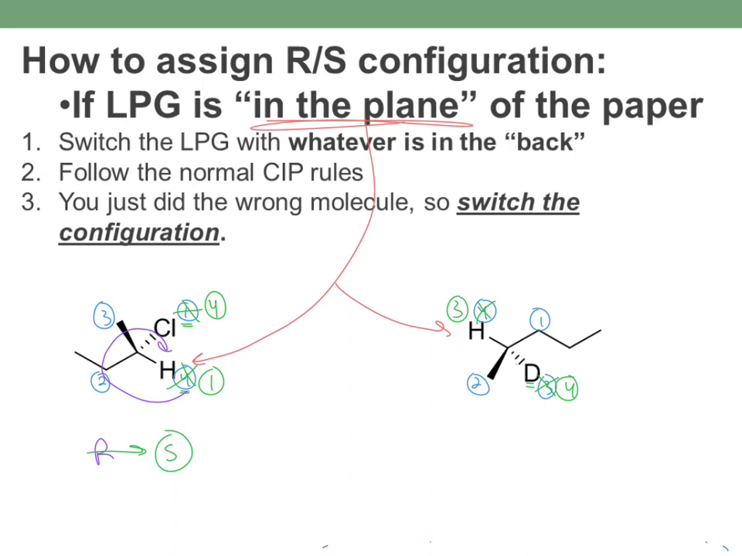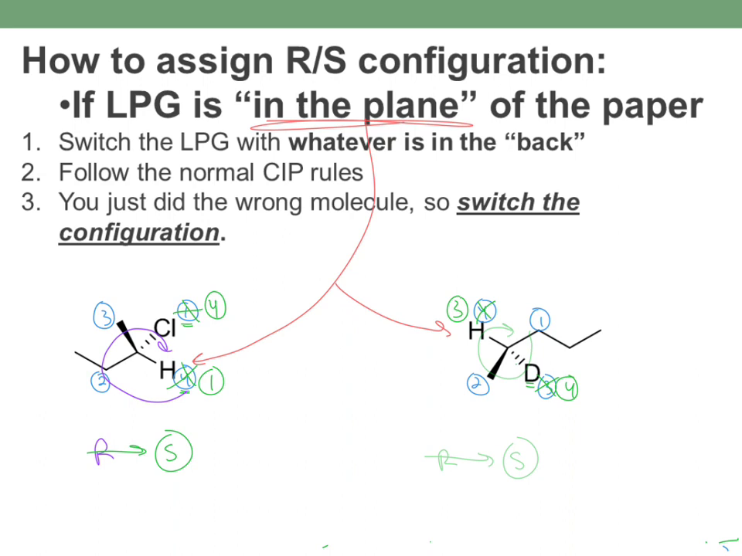So now I'm going 1, whoops, let me go back here. So now I have 1, 2, 3, right, which looks like R, but again, I know that I'm wrong, so I need to switch it to S. So I'm going to switch it to S. So here I have an S configuration of this molecule. And you'll be right every single time.